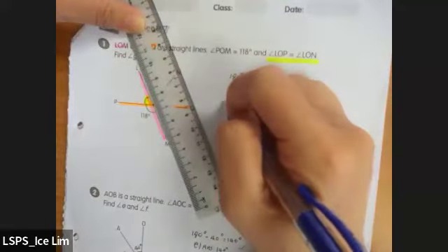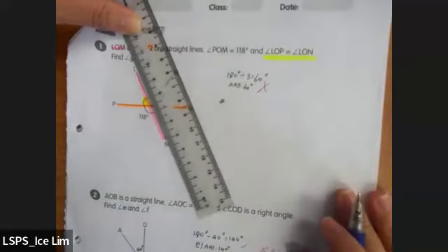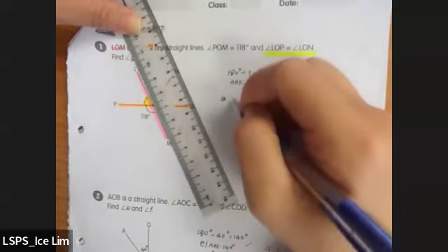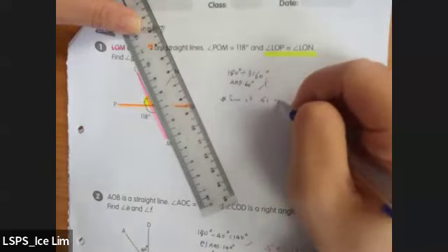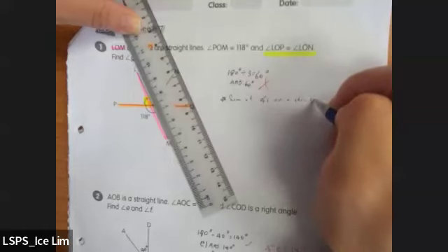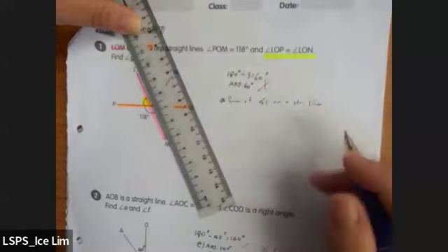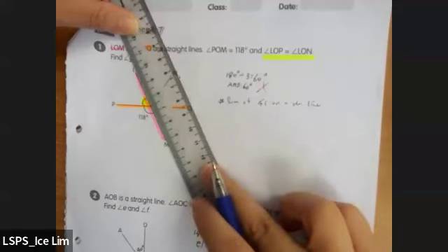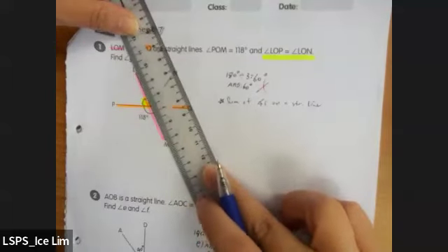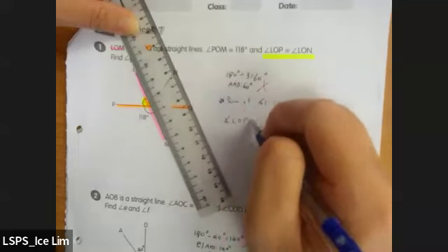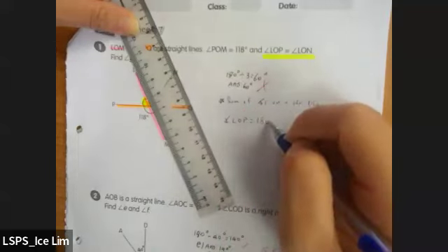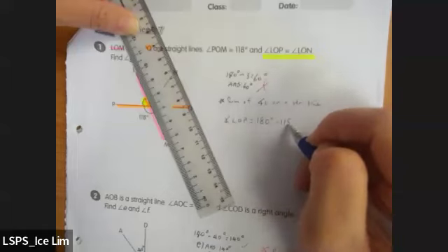So the first property that I will use is sum of angles on a straight line is equals to 180 degrees. That is this line here. That will bring me to my first angle, angle LOP is equals to 180 degrees minus 118 degrees.